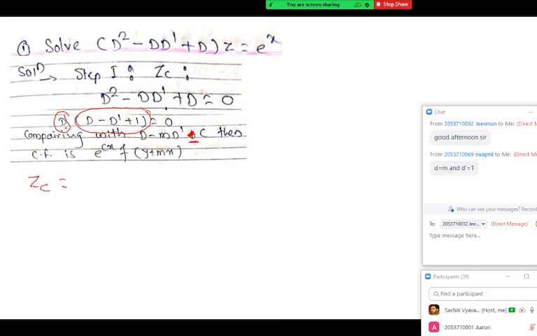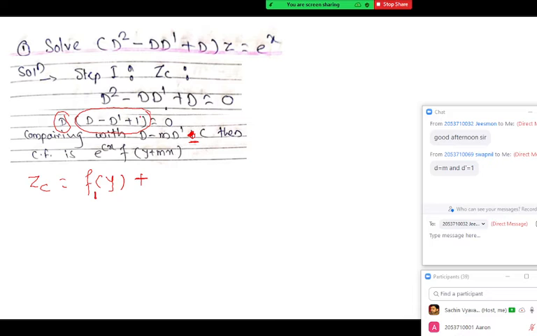What is the value of m and c in the first factor, when we have only D as a factor? 0, 0, so both are 0. So e raised to 0x f of y plus 0x, so you can write only f of y. This is f1 of y for the first factor.